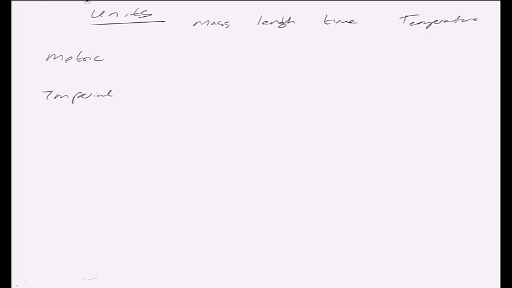And in metric, mass is measured in kilograms, length is measured in meters, time in seconds, and temperature in degrees Kelvin. And in imperial units, mass is measured in pounds, length is in feet, time is in seconds also, and temperature is in degrees Fahrenheit.